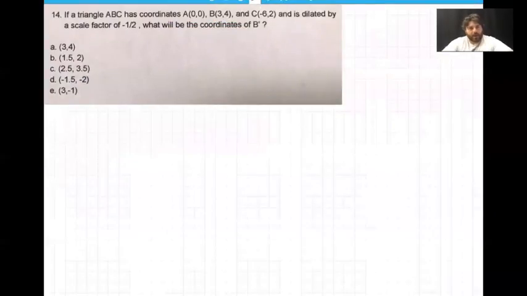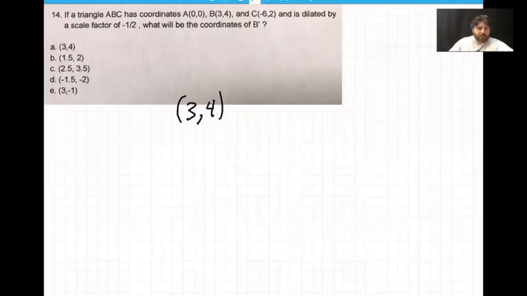All right, if triangle ABC has coordinates A (0, 0), B (3, 4), and C (-6, 2), and is dilated by a scale factor of -1/2, what will be the coordinates of B prime? All right, so B is at (3, 4). And remember, dilation is easy. All we do is multiply each coordinate by that scale factor. So I'm going to do 3 times -1/2, which is -3/2.